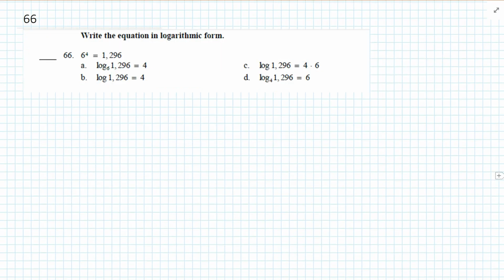66. Write the equation in logarithmic form. So 6 to the 4th power equals 1,296. We could say this: log base 6 of 1296 equals 4. Remember, the shortcut is this to this power equals that.